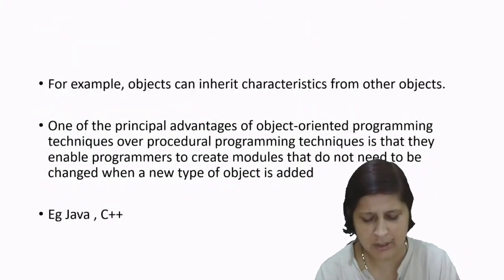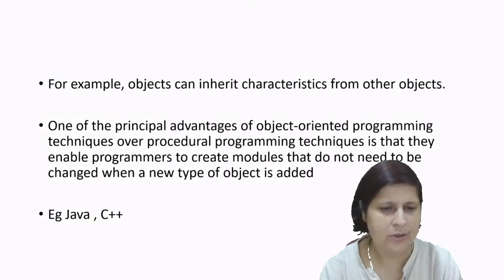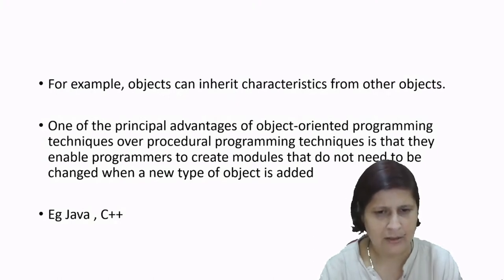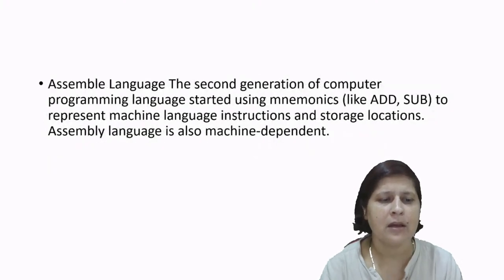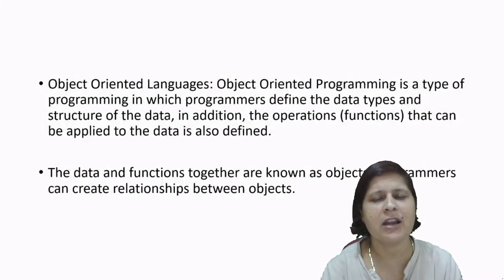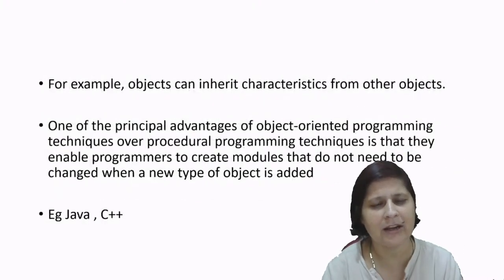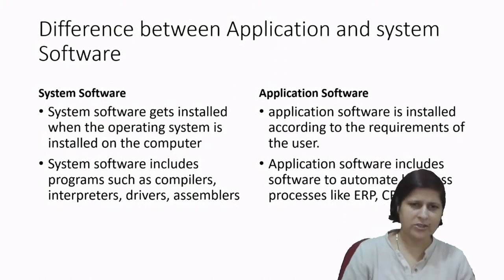There we discussed the various types of programming languages. The first was the machine language, then came the assembly language, then came the third generation language, then came the fourth generation language, and then the object oriented language. So there are five stages of the languages.